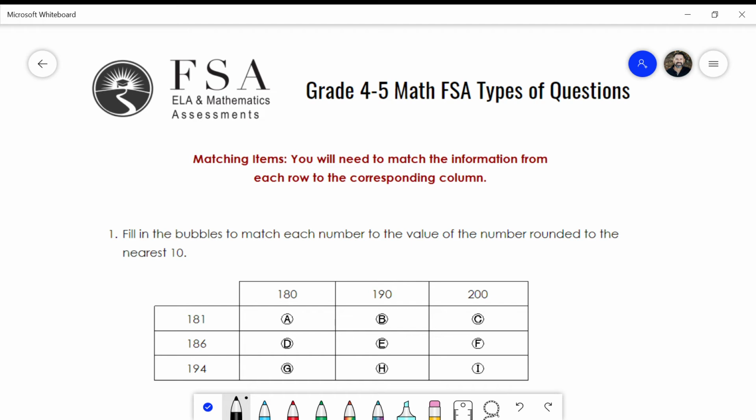There are 7 types of questions that you might see. This is the third one that we're looking at. It's called matching items. What you need to do is match the information from each row to the corresponding column. Let me show you what that looks like.